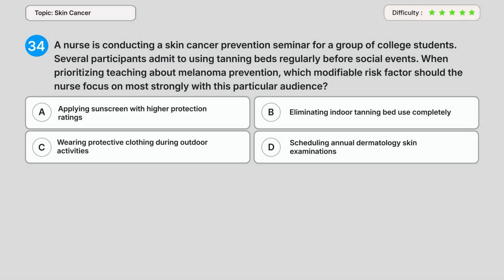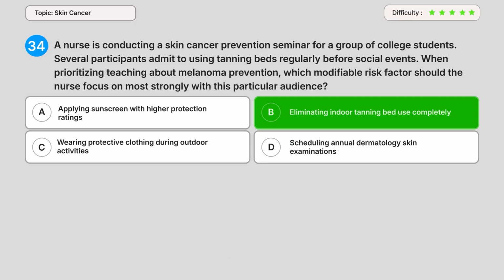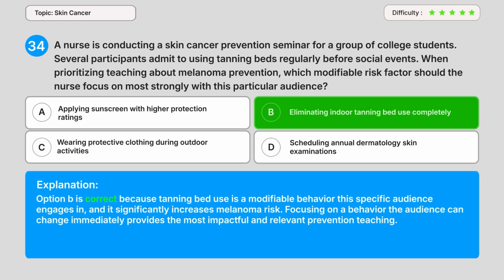Correct answer: B. Eliminating indoor tanning bed use completely. Explanation. Option B is correct because tanning bed use is a modifiable behaviour this specific audience engages in, and it significantly increases melanoma risk. Focusing on a behaviour the audience can change immediately provides the most impactful and relevant prevention teaching.